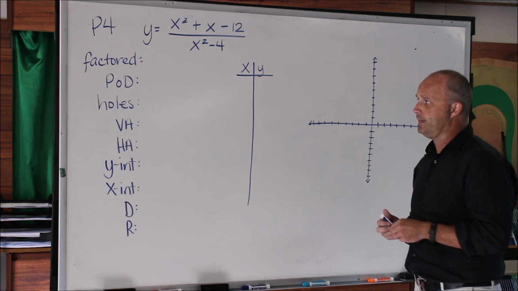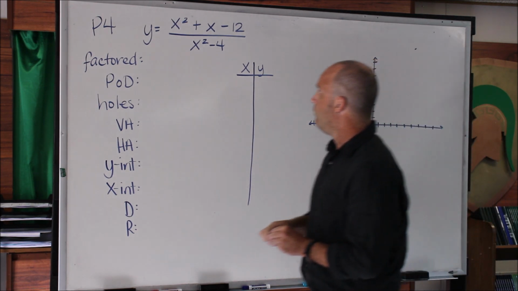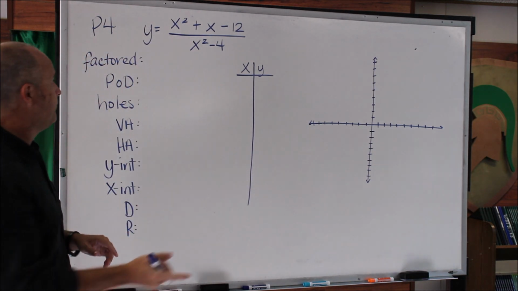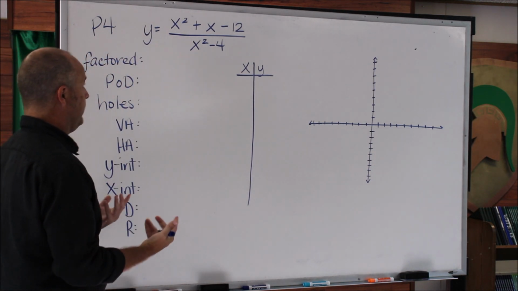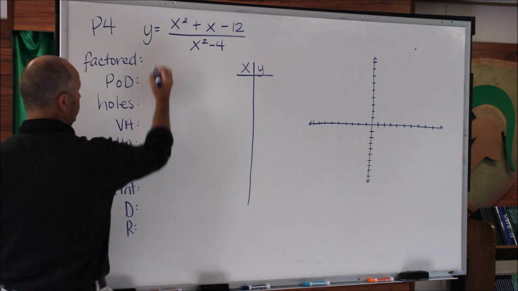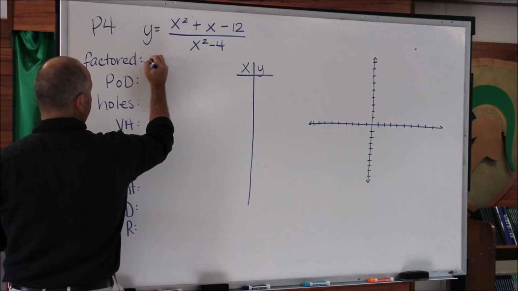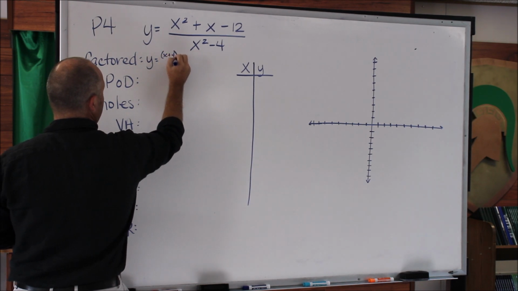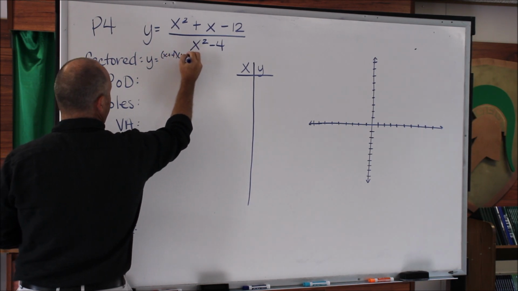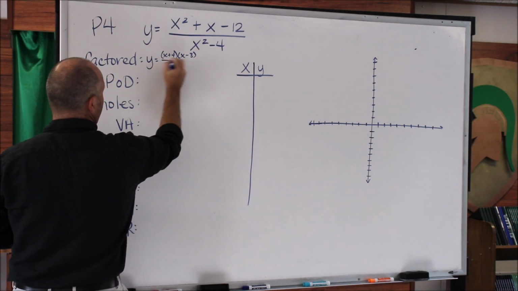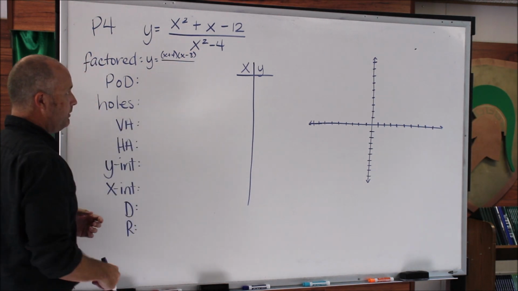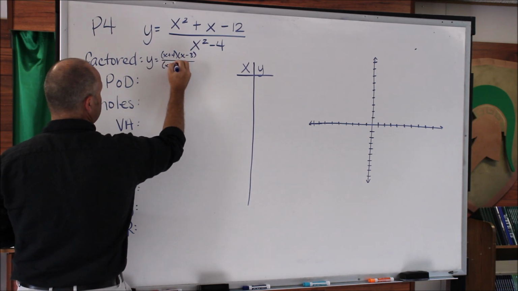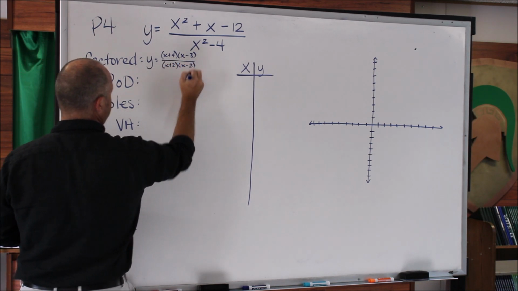So the first thing we're looking at is the factored form. We want to factor x squared plus x minus 12. What are the factors of 12 that subtract to 1? We get 4 and 3. So y equals x plus 4 times x minus 3 over, and then this is just a difference of squares, x plus 2 times x minus 2.